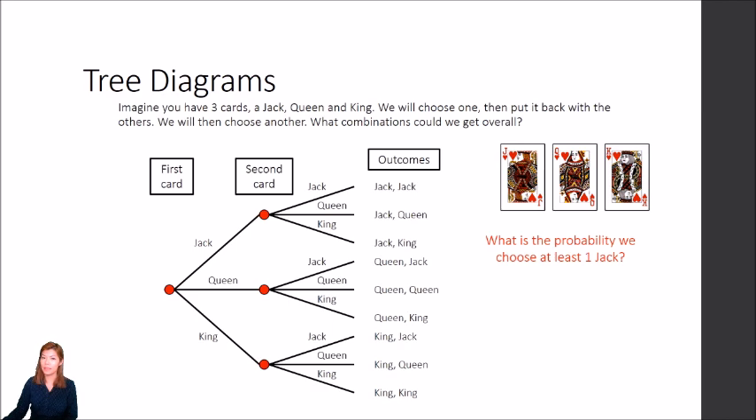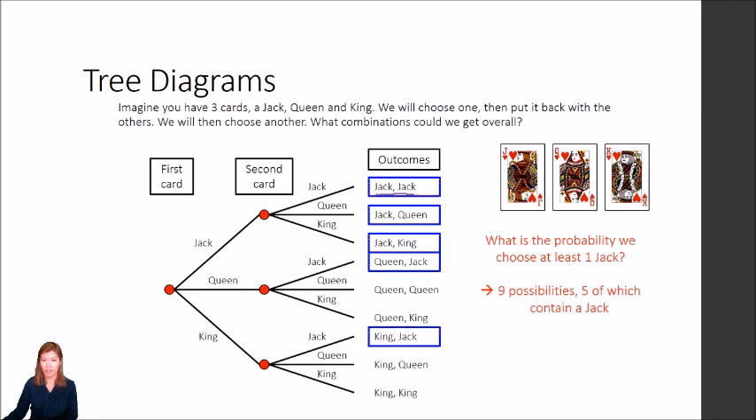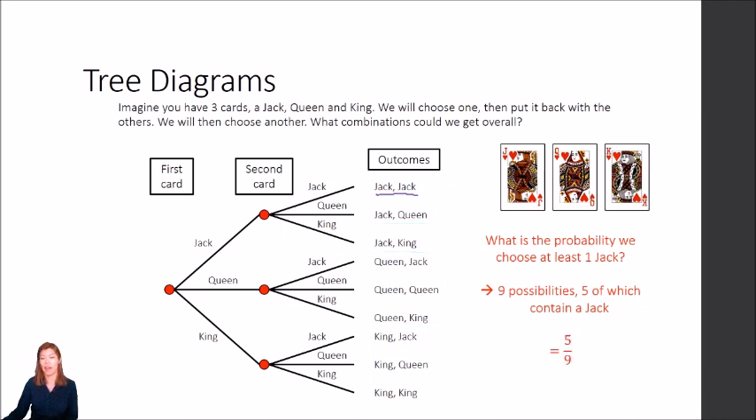What is the probability we choose at least one Jack? What does that mean? That means we're going to look at every single outcome that has the word Jack in there. So there are 9 outcomes here and 5 of them contained Jacks. So therefore the probability of picking at least one Jack is 5 out of 9.